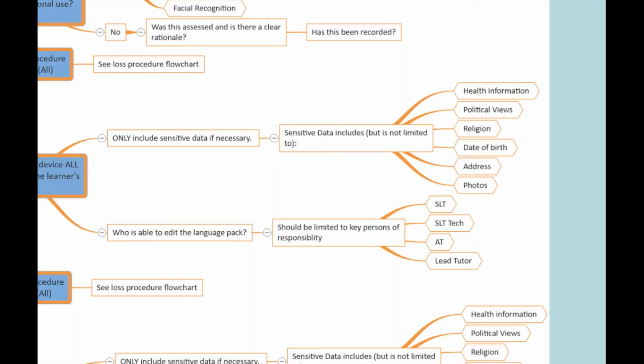So in our case, it's the speech and language therapist, the speech and language therapy technician, the assistive technologist, and probably, if that person has a lead tutor, that they liaise with. Generally, for us, all of that goes back through the SLT anyway if there's a decision to be made. But it means there's a process in place and we can tell the ICO, no, it's not just anyone who can chuck anything on that device.